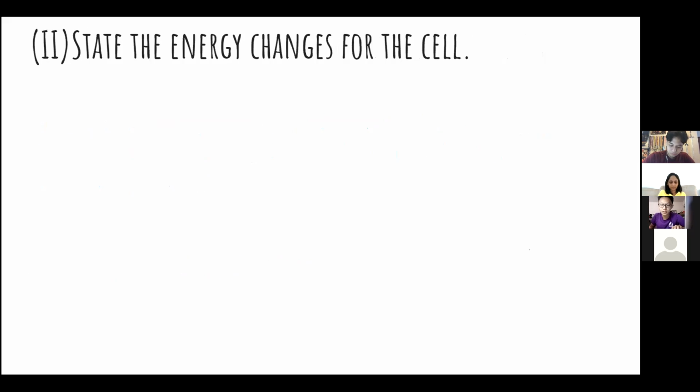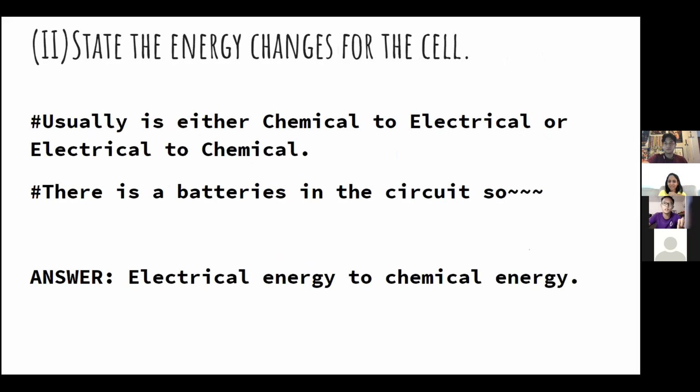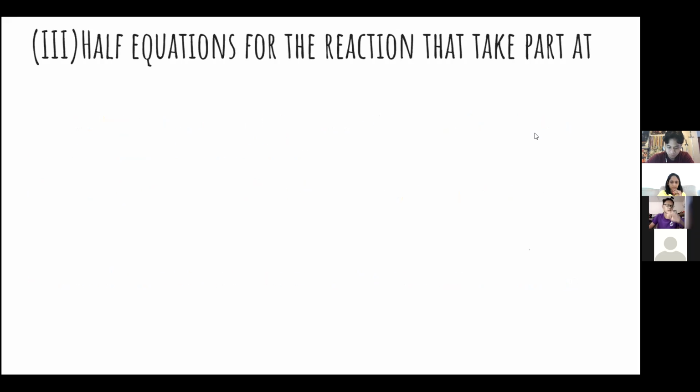The second is to state the energy change in the diagram. For electrolysis, the energy change is electrical to chemical, while chemical to electrical is significant for the voltaic cell. In the diagram there are two dry cells, so it starts from electrical energy and changes to chemical energy. Correct. And the third is the half equation for anode and cathode.